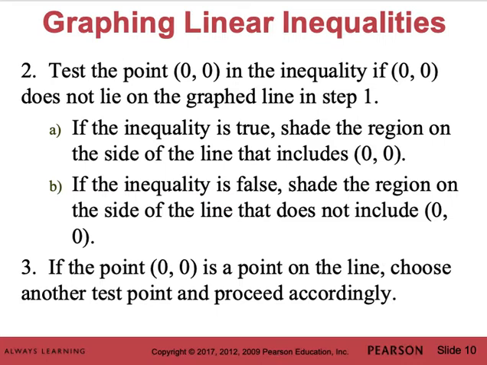After that, we can test a point, 0, 0, if it does not lie on the graph line in step 1. If the inequality is true, we can shade the region on the side of the line that includes 0, 0. If the inequality is false, we shade the region on the side of the line that does not include 0, 0. If the line goes through 0, 0, you can choose another test point and follow that same shading, either above or below.